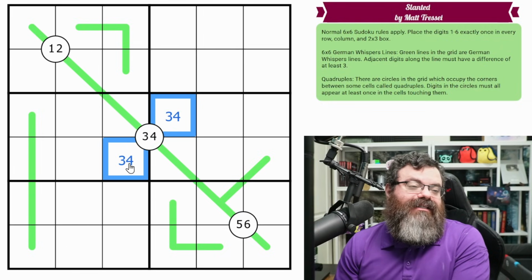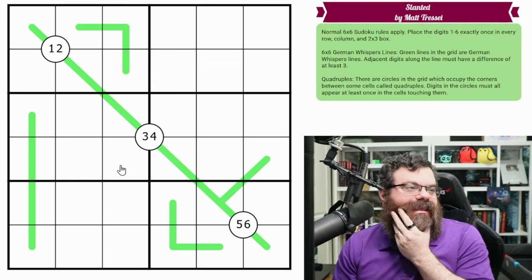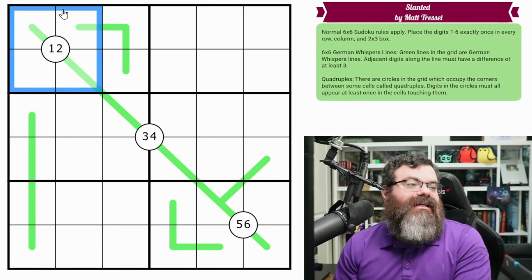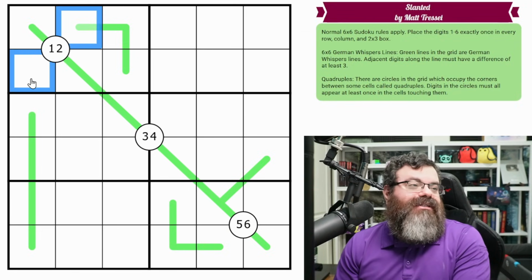But it doesn't mean this is a 3-4 pair. It just means there's a 3 or a 4 somewhere here. So maybe we can't use that yet. We know there's a 1 and a 2 here. This is kind of a similar concept. This is not a 1-2 pair. So we're going to have a 1 or a 2 somewhere over here.